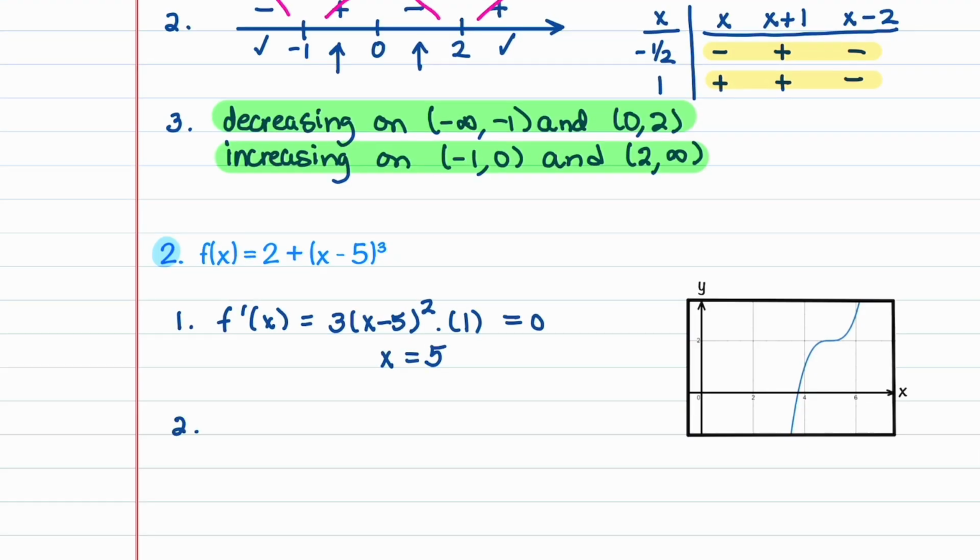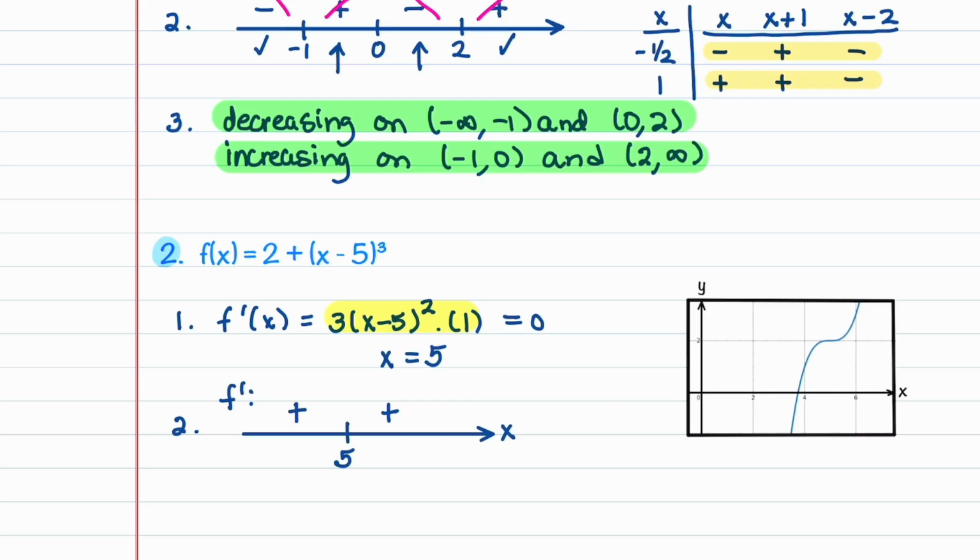For step 2, we are going to draw our number line. And this time we only have one point to put on it, and that is that x is equal to 5. Now we need to find the value of f prime to the left and right of 5. Let's go ahead and highlight this because that's what we have to look at. Notice that that is a function that is squared, so it is always positive. So we're going to have a positive value for f prime to the left and a positive value to the right.